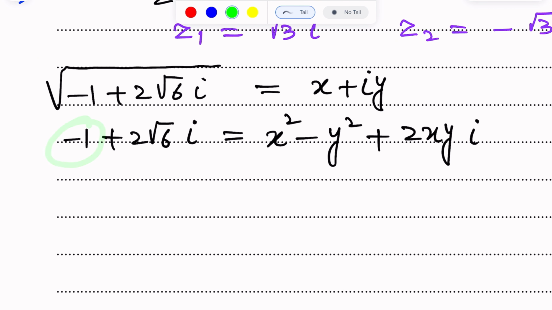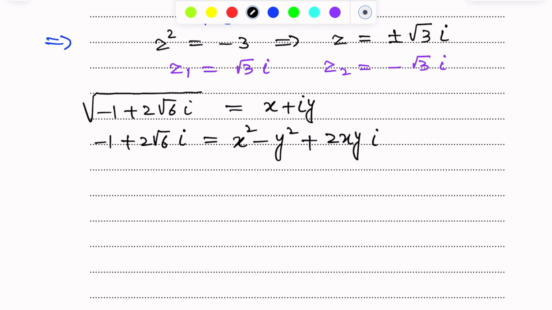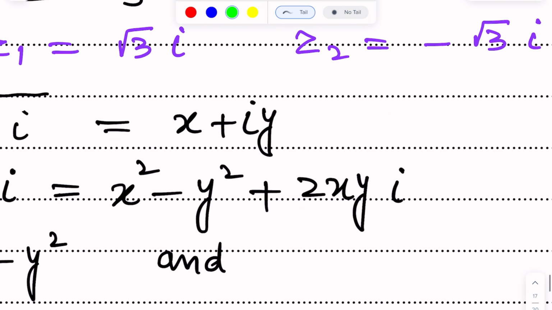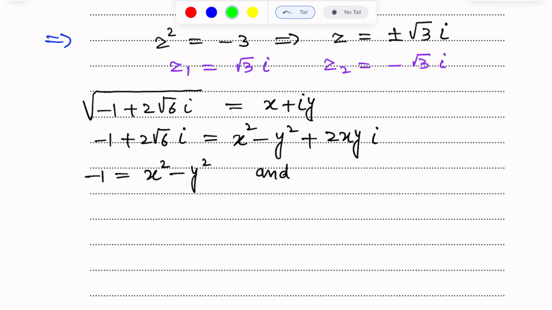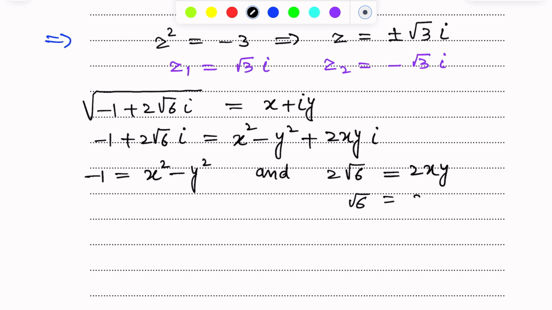The real part on the left hand side is minus 1. The real part on the right hand side is x square minus y square. So equating, we get minus 1 is equal to x square minus y square, and equating imaginary parts, on the left hand side 2 under root 6, we get 2 under root 6 is equal to 2xy. Dividing each side by 2, we get under root 6 is equal to xy.